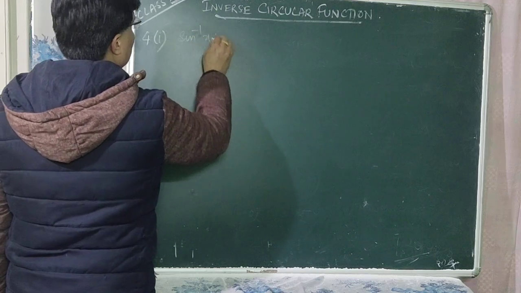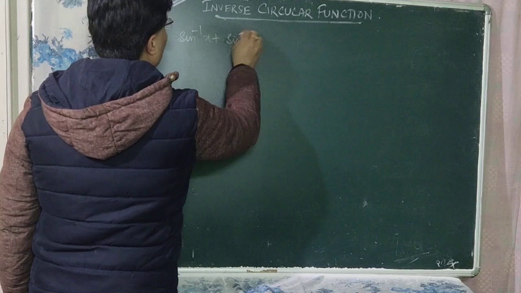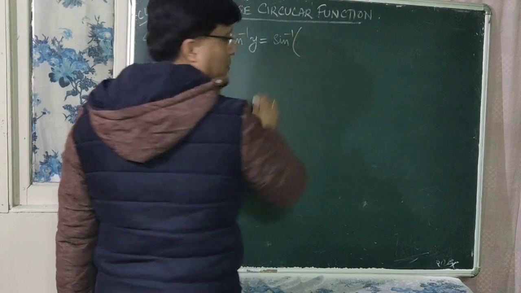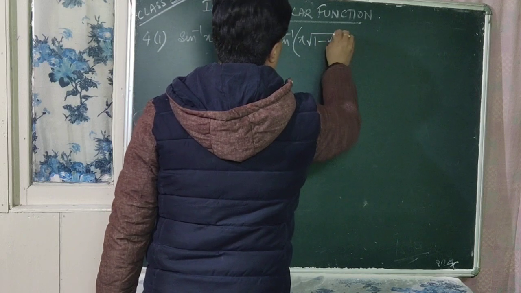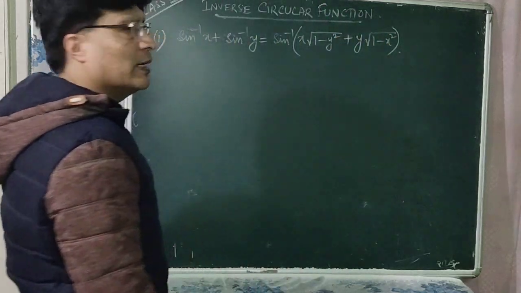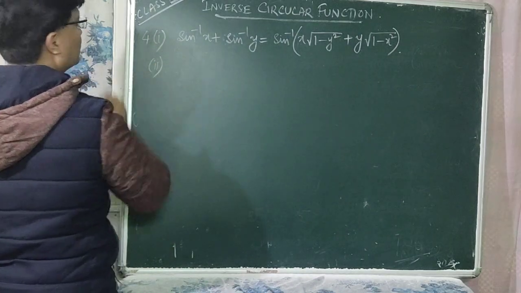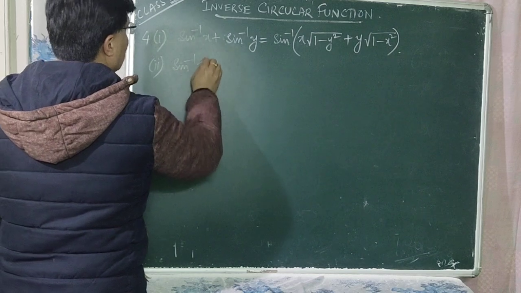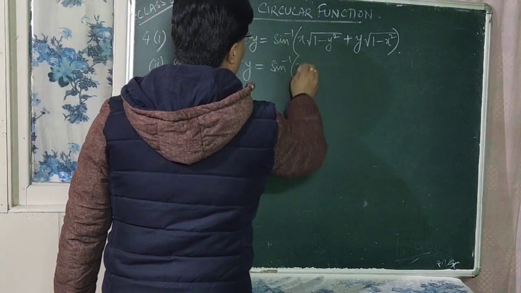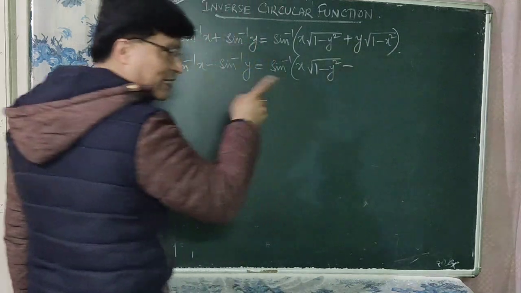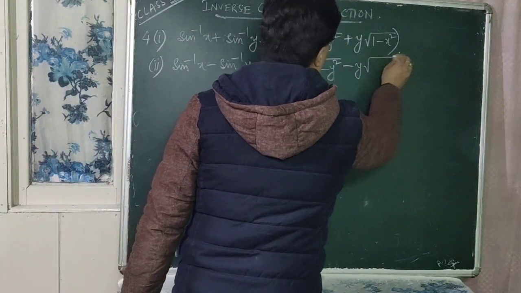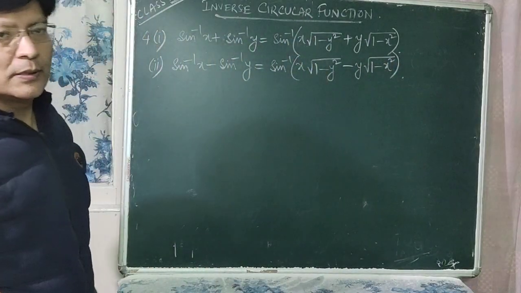So sine inverse x plus sine inverse y is equal to, its formula will be sine inverse within bracket x root over 1 minus y square plus y root over 1 minus x square, right? And number 2, formula for sine inverse x minus sine inverse y is equal to sine inverse within bracket x root over 1 minus y square, then comes minus sign here because there is minus sign. Here plus sign is here plus sign. Here minus sign is here minus sign. So it is y root over 1 minus x square. Is it clear now?